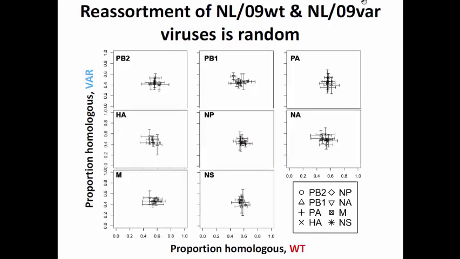All right, so when we apply this approach to those genotype tables that I showed you, these are the results. Again, there's one scatter plot for each segment, and these other 7 segments are plotted on each. So you can clearly see that most of the data fall very close to the middle of the graph, supporting the hypothesis that reassortment between these very homologous viruses, the Netherlands wild type and variant, is indeed random.